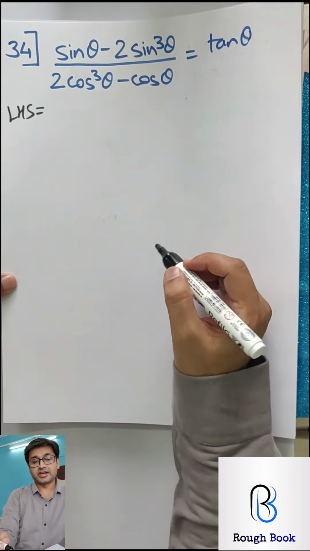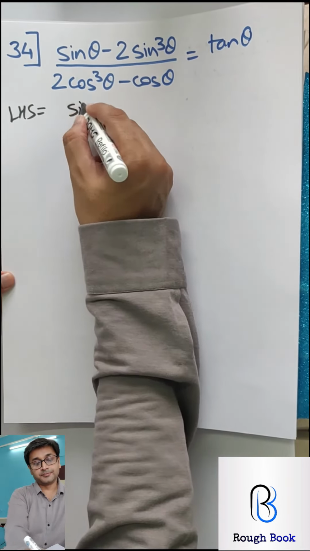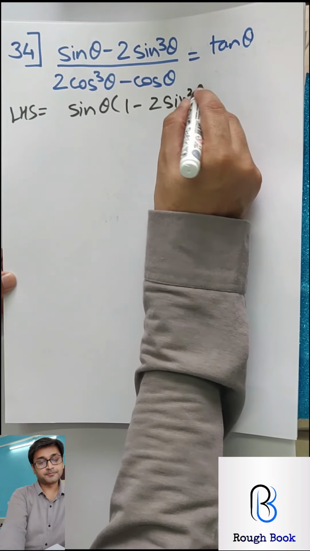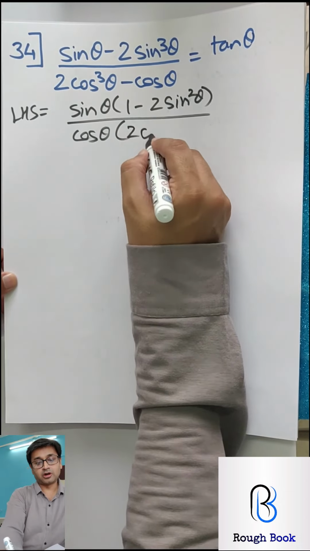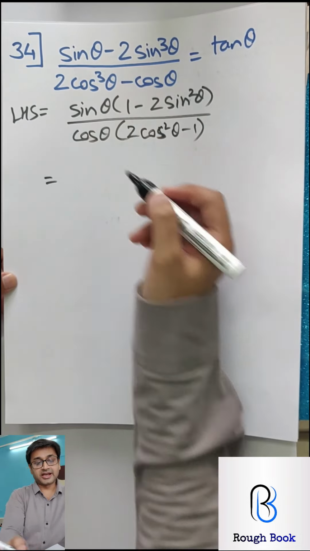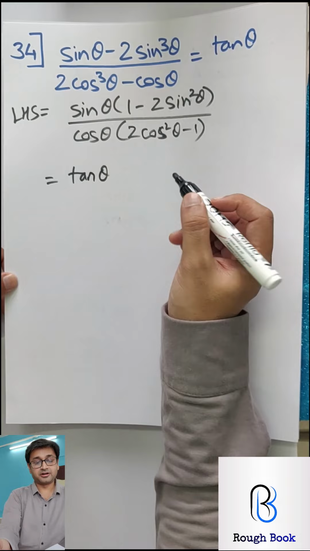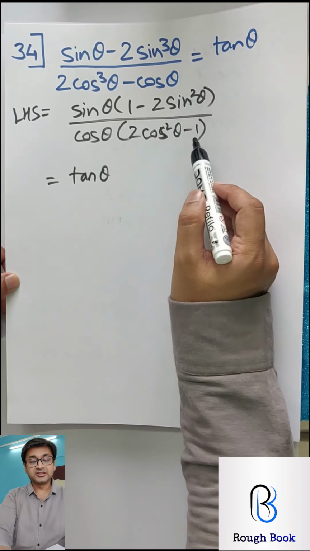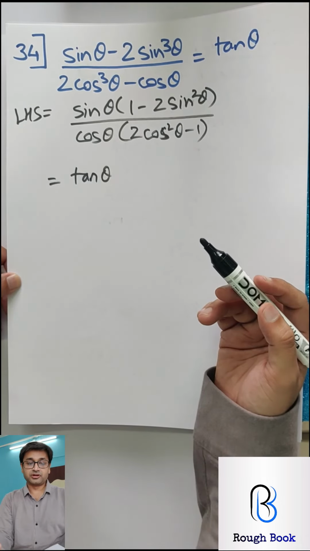Convert everything into sine cos. So the first step, take sine and cos common. So sine in the numerator, so 1 minus 2 sine square, and cos in the denominator. So I'll have 2 cos square minus 1. Now sine upon cos is what? Tan. So let's write it tan straight away. This is not needed. So you'll have to convert all this in such a way that it gets cancelled, and tan we get straight away.